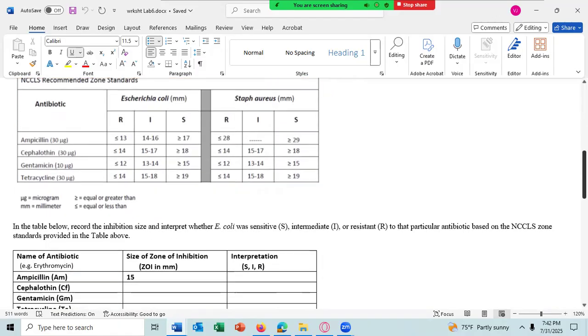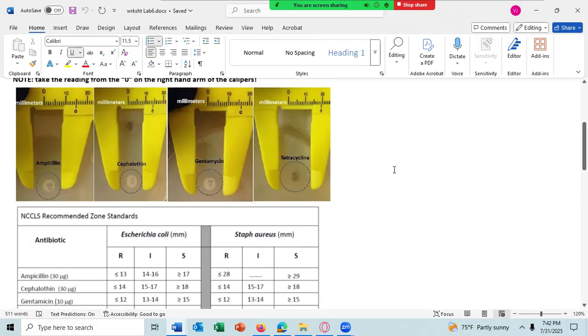So fill in the answer. The size is 15. The interpretation is it's I for intermediate, and I've done the first one for you. So do the rest for cephalosporin, gentamicin, and tetracycline. Remember, you do not read from here to there, because that looks like 10. You read from 0 to 0.